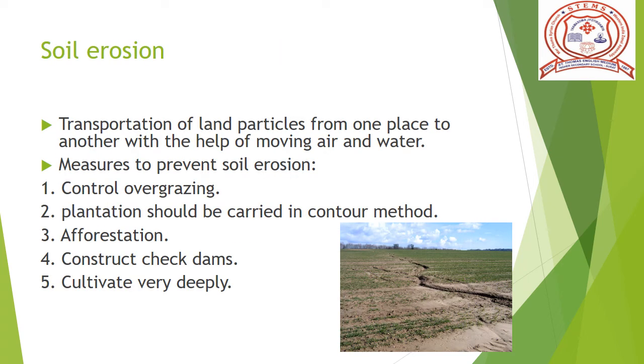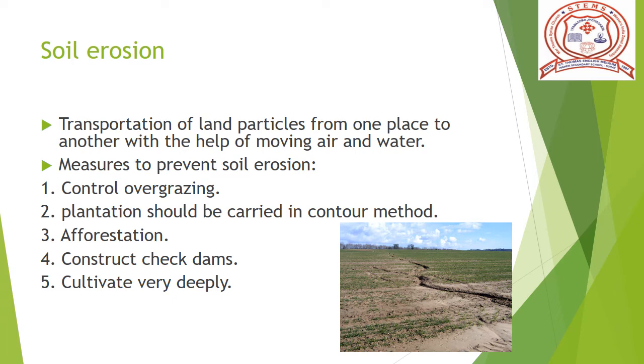Now we learn about soil erosion. Soil erosion means transportation of land particles from one place to another with the help of moving air and water. In other words, we can say that it is the fast transportation of the particles of the surface land from one place to another by natural forces. What are the reasons for soil erosion?